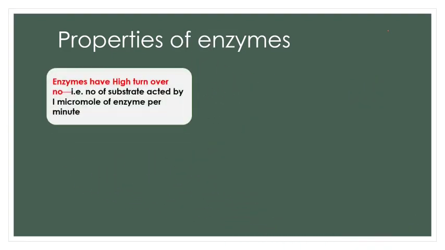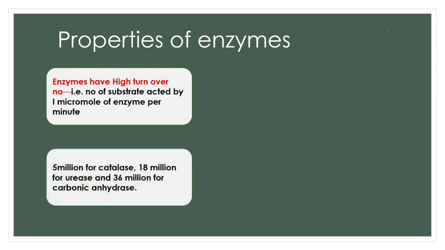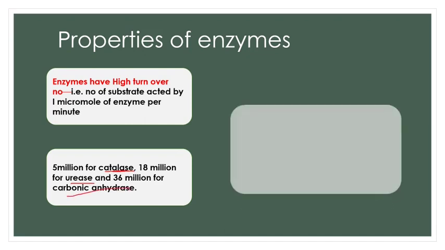They have a high turnover rate or high turnover number. For example, the number of substrate molecules acted on by 1 micromole of enzyme per minute is quite high. For example, 5 million for catalase. Catalase is an enzyme which participates in the conversion of hydrogen peroxide into water and oxygen, and it can convert about 5 million of its substrate. 18 million for urease enzyme. Urease acts on urea, converting it into ammonia and carbon dioxide. 36 million for carbonic anhydrase. So you can see they have a high turnover number.